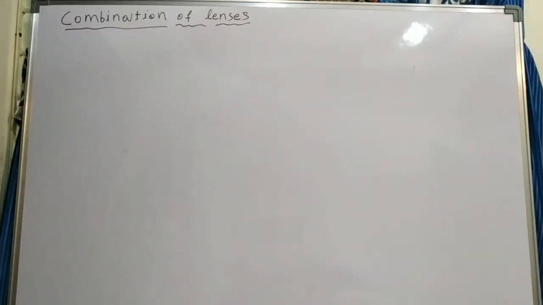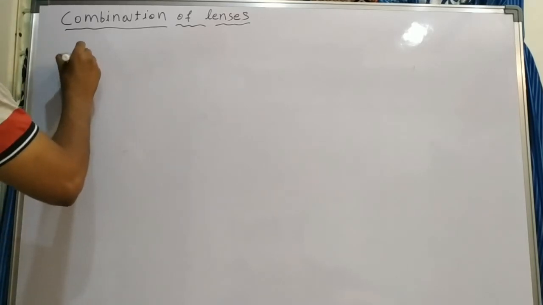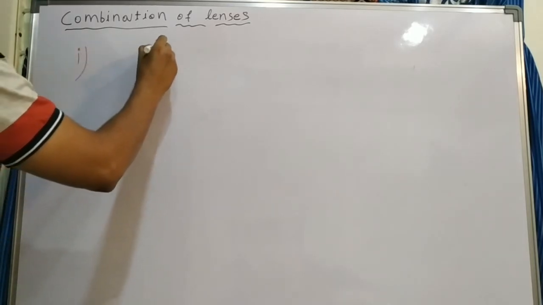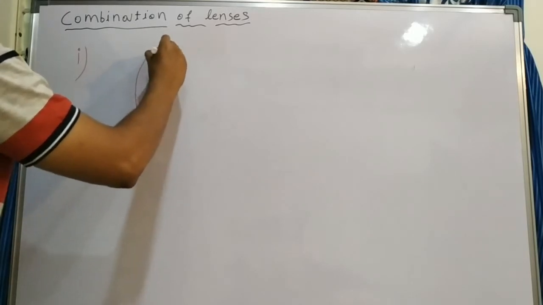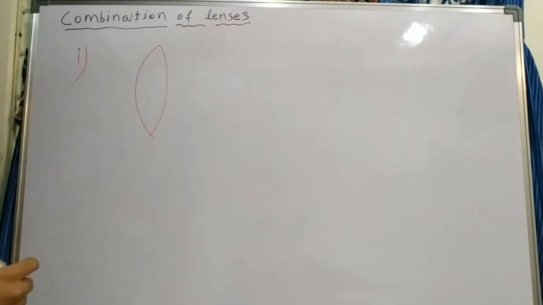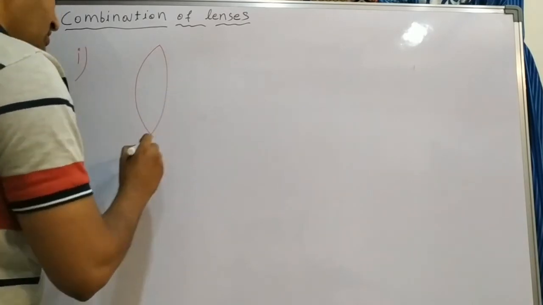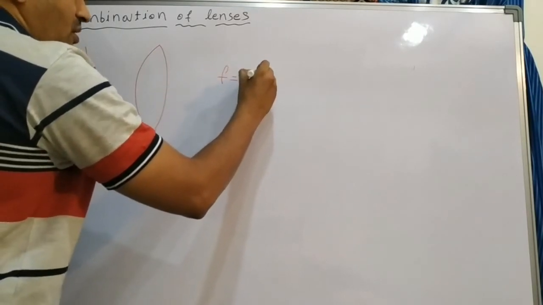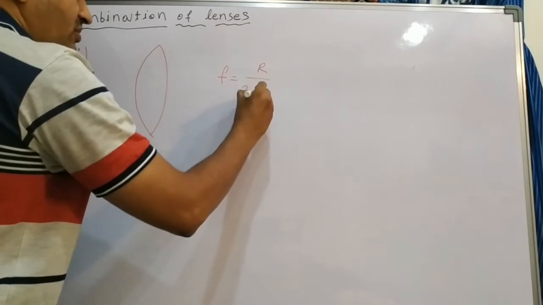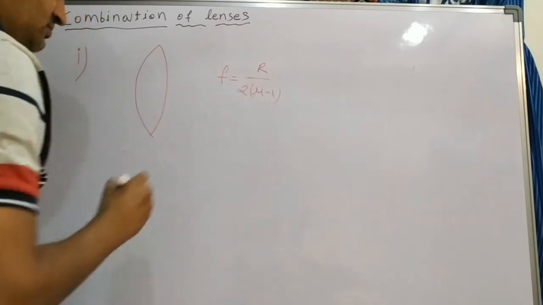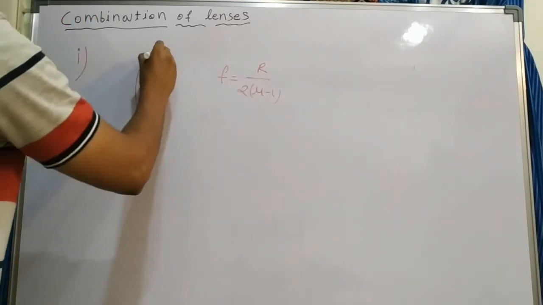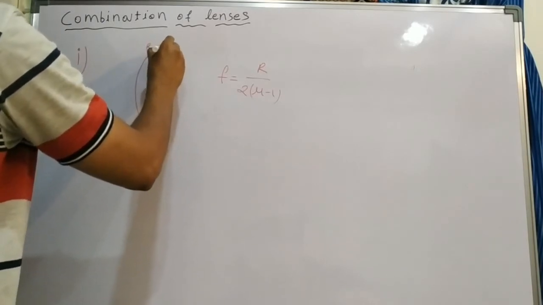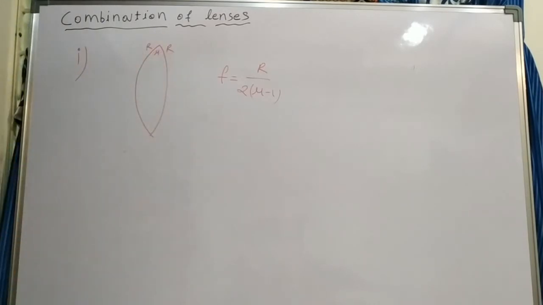Now let's see different applications of combination of lenses. For example, we can take an equiconvex lens. What is the focal length of an equiconvex lens? We already discussed that. It is f equal to r by 2 into mu minus 1, where mu is the refractive index and r is the radius of curvature of both sides.